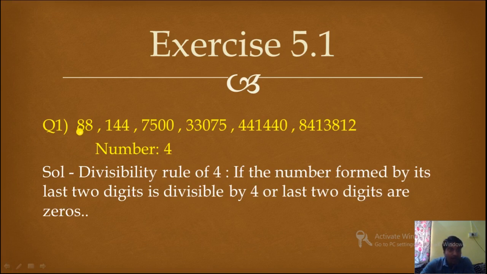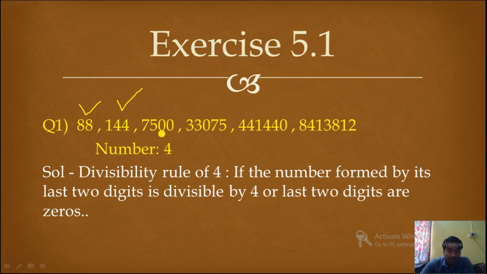So here we have first 88. This is a two digit number only and the digits are 8 8. So easily we can divide by 4: 4 into 22 is 88. So 88 is divisible by 4. Understood? Now here the last two digits are 4 and 4, so easily we can divide by 4. 4 into 11 is 44, so 144 also is divisible by 4.